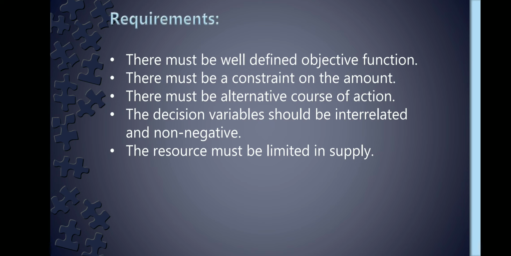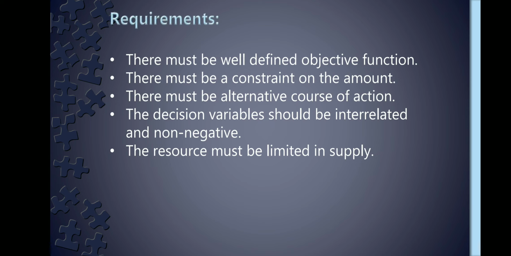There must be a constraint on the amount. There must be alternative courses of action. The decision variables should be interrelated and non-negative. The resources must be limited in supply. So there must be a well-defined objective function, which is whether it is a minimization or maximization. The constraint on the amount is what amount we are having, and then alternative courses of action.